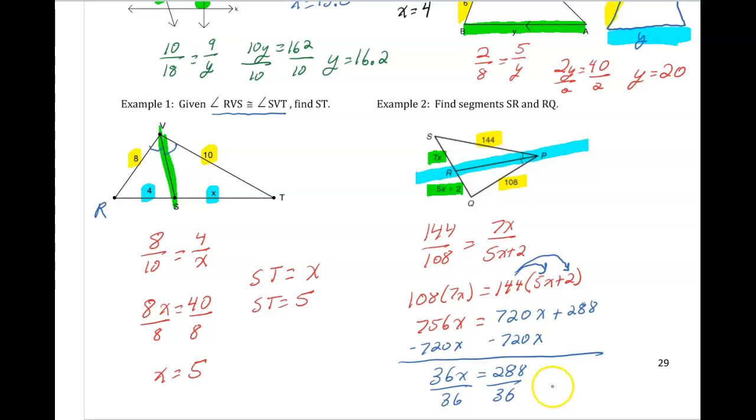Now, we're not done with this particular problem because we need to find SR and RQ. So SR is 7 times 8, which is 56, and RQ is 5 times 8 plus 2, which is 42. Let's look at the problems on page 30.